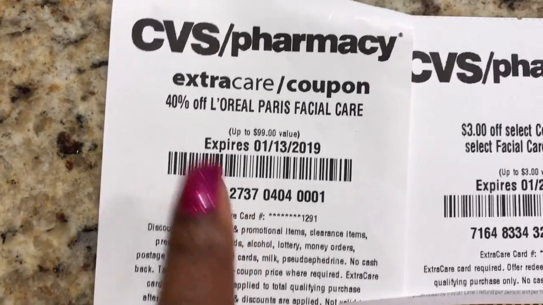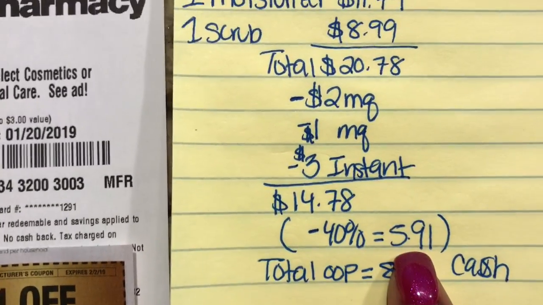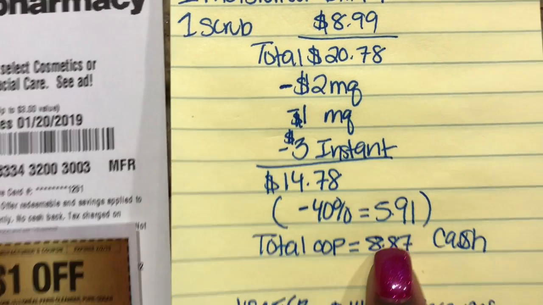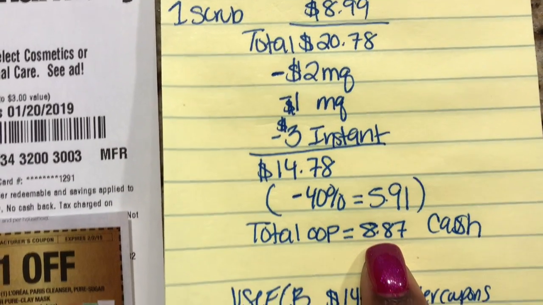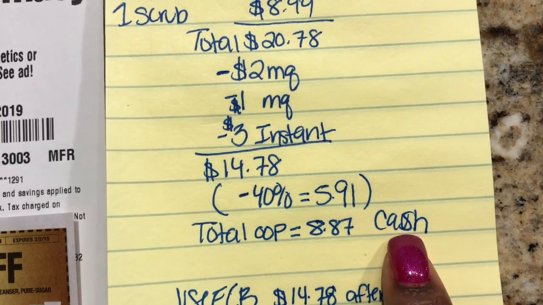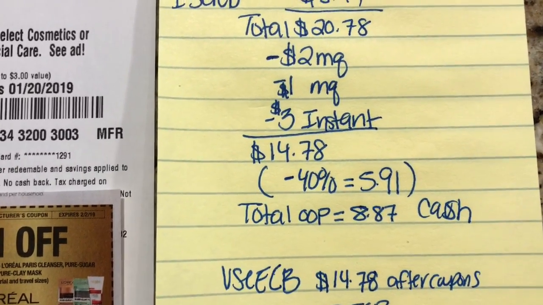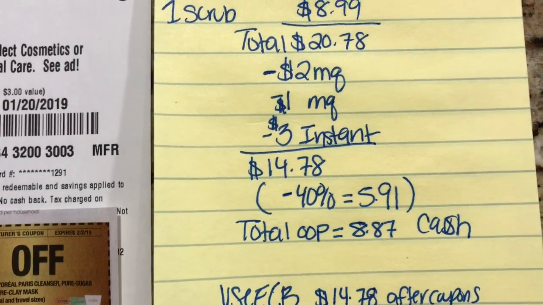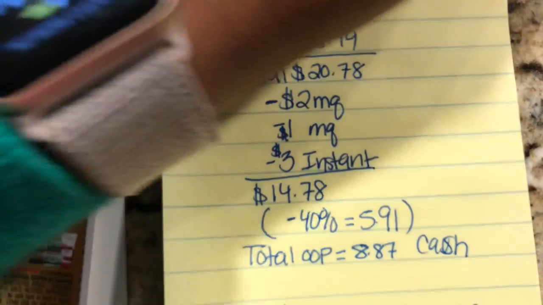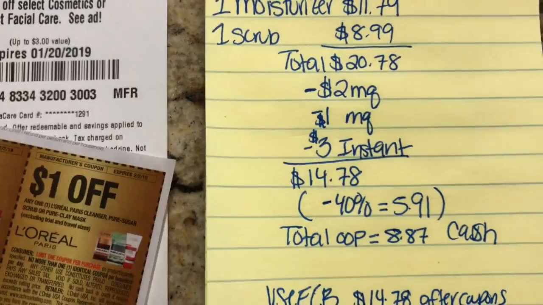Then the register will take off 40%, which would be equivalent to taking off $5.91. So it's going to bring our total out of pocket to $8.87. You want to pay cash or debit, okay? So that's an example without rolling an extra buck, okay? Let me give you an example rolling an extra buck. So insert my $5 extra bucks, and then we're going to add that to the mix. So I'm going to put that over here.